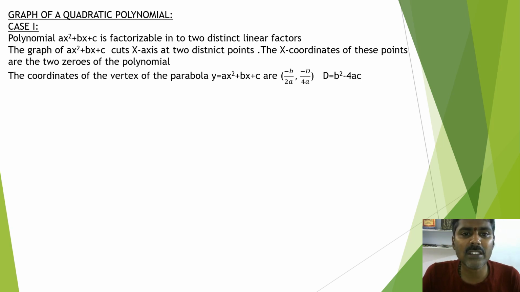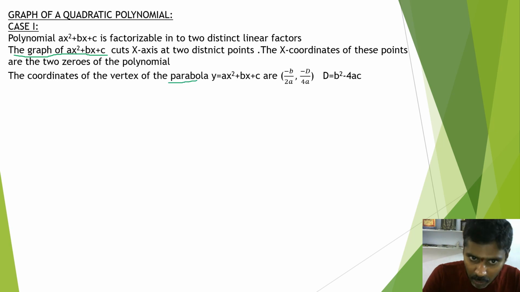And the coordinates of the vertex of the parabola y equal to ax square plus bx plus c are: x coordinate is minus b by 2a, y coordinate is minus capital D by 4a, where capital D is b square minus 4ac. Here you have to observe two things I have mentioned. The graph of ax square plus bx plus c is a parabola. What is a parabola? And what is the vertex of a parabola? I will explain these things with the graph.